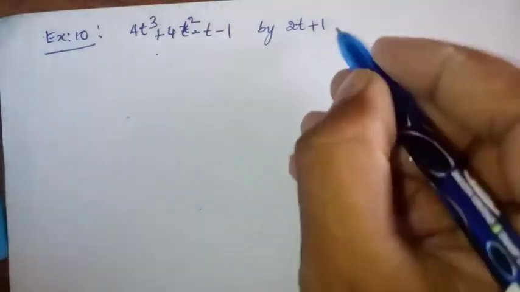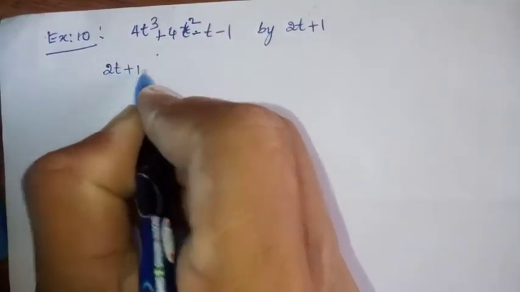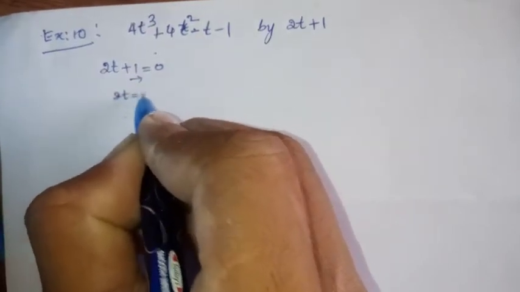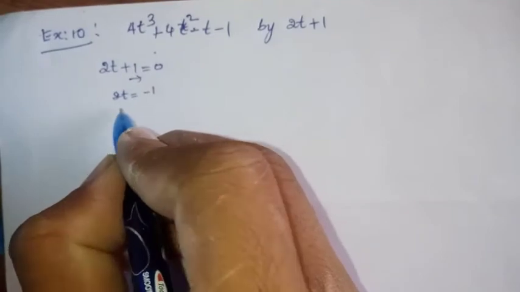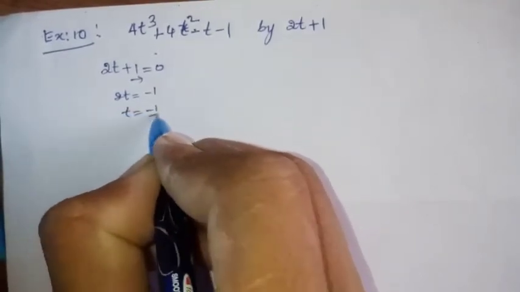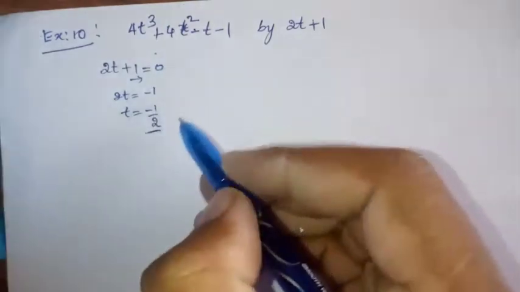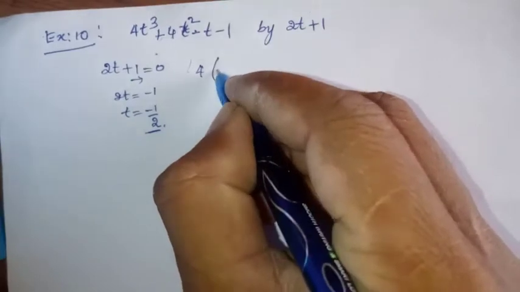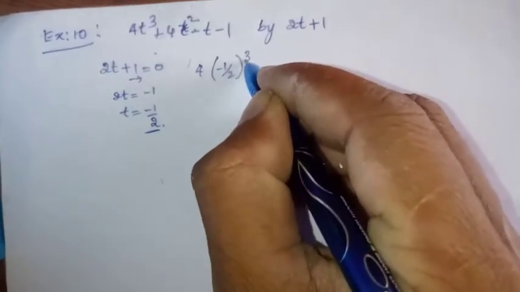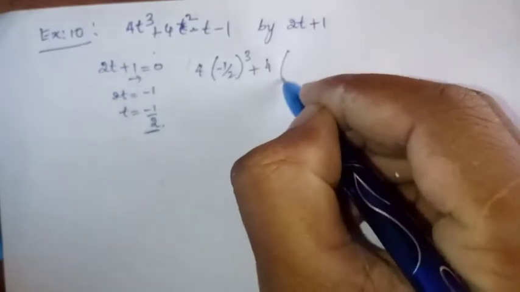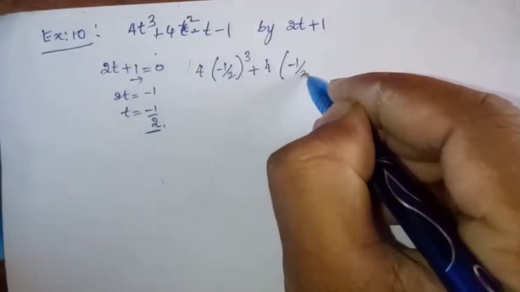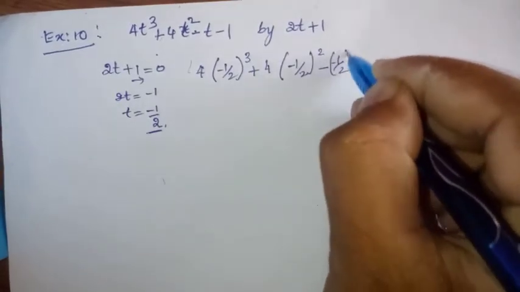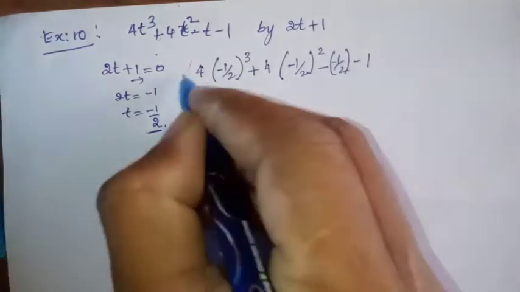Okay, now we have to equate 2t plus 1 is equal to 0. Okay, transpose, then you will get 2t is equal to minus 1, then t is equal to minus 1 by 2. Now just substitute the value of t here, that is 4 into minus 1 by 2 whole cube plus 4 into t value, that's minus 1 by 2 whole square, minus t value, that's minus half. You have to write inside the bracket. Now simplify this one.